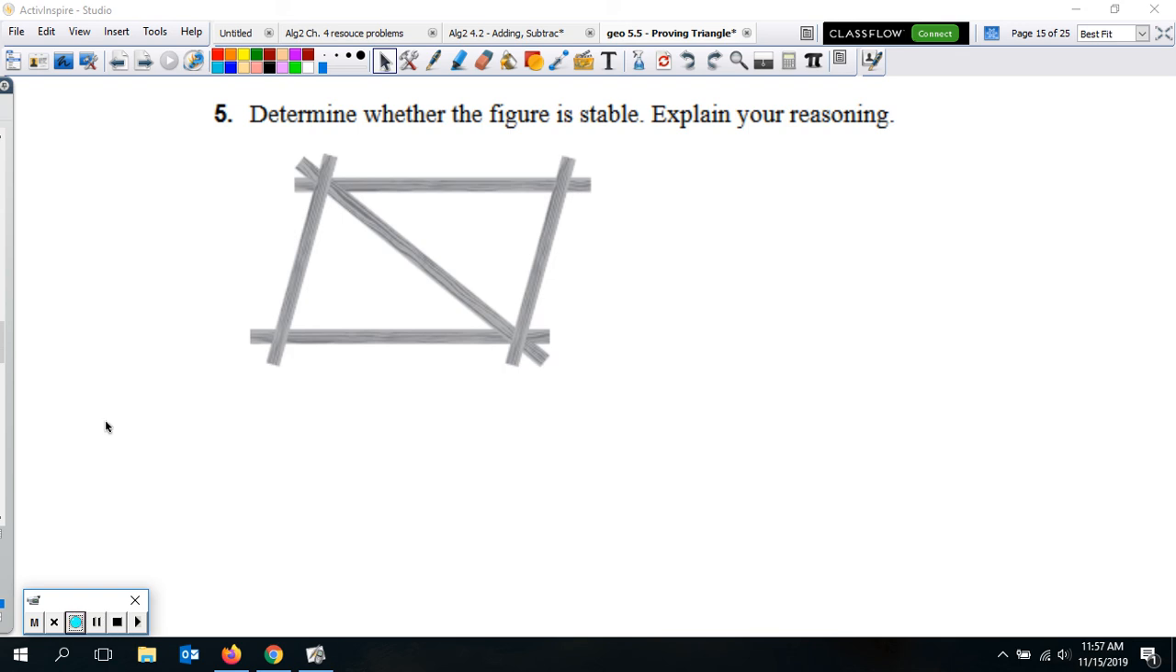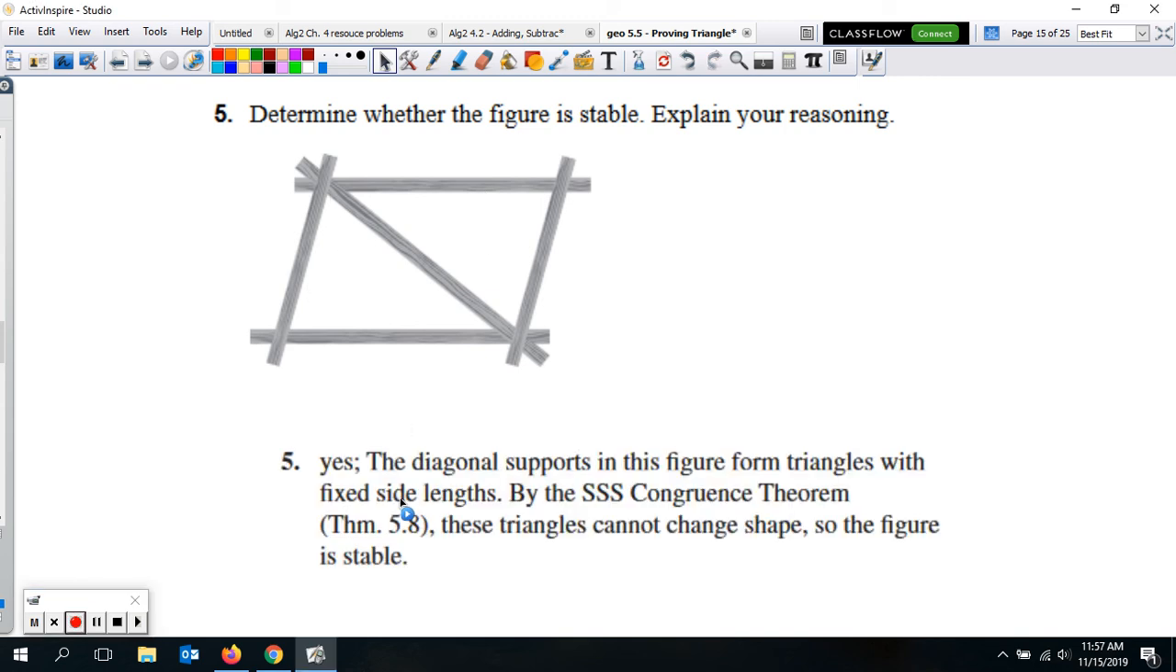So now that you've seen all that, you definitely should know what we're going to answer this with. Determine whether the figure is stable. Is it stable? So you should be able to tell me whether that is stable or not. It does have the diagonal support. It has the 2 triangles. So yes, of course, that is stable. By the SSS congruence theorem, the triangles cannot change shape. So go ahead and write that down. Write down that these triangles cannot change shape. Say yes. Diagonal supports in the figure form triangles with fixed side lengths. The triangles cannot change shape, so yes, the figure is stable. So write something like that down. Definitely say that the triangles cannot change shape.